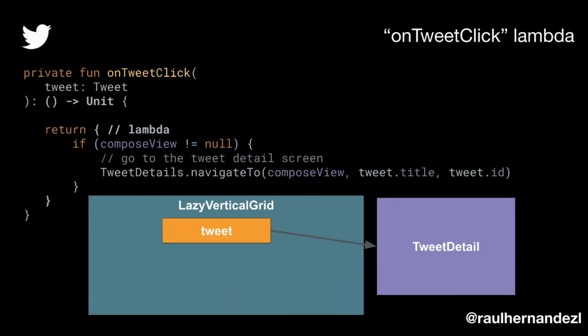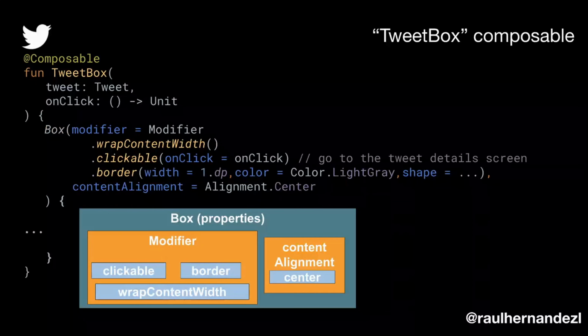And actually the click listener is as simple as that. It's just returning on a tweet click with a lambda. And this lambda is going to define basically the tweet that we need to pass with the title. And this will go to the tweet detail from that particular tweet when we are clicking. So basically we are passing this lambda right there with the on click, and we'll pass this lambda into the clickable function from the box. So anytime that we click, it will do the navigation to the next screen.